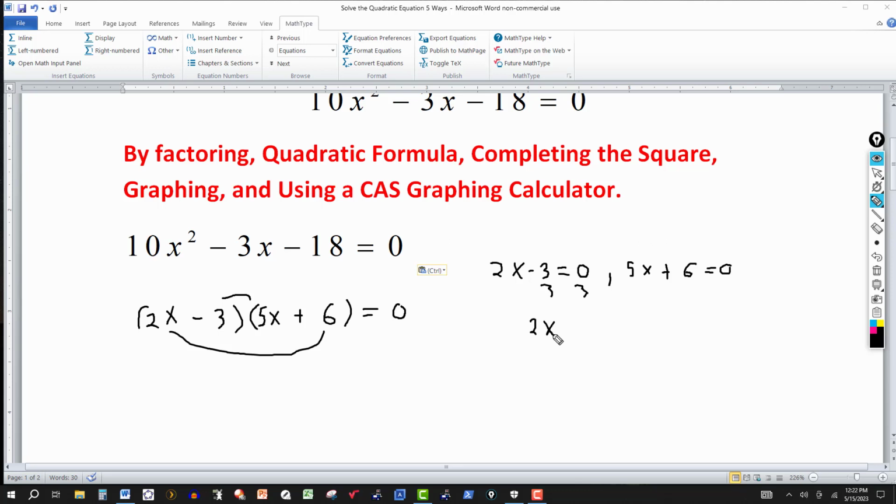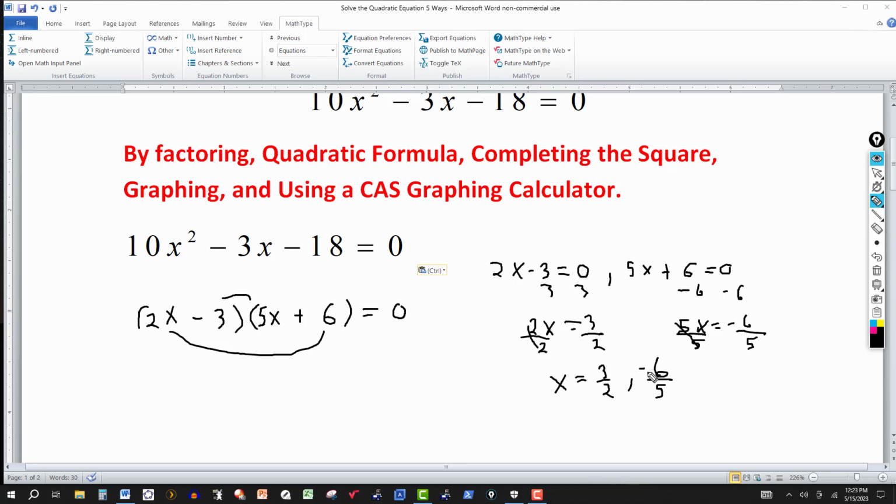Isolate the x term. We get 2x is equal to 3. Divide by 2. These cancel out. x equal to 3/2. This one over here, add a negative 6 to both sides to isolate the x term. We get 5x equal to negative 6. Divide both sides by 5. These cancel here, so we get x can be negative 6 over 5.